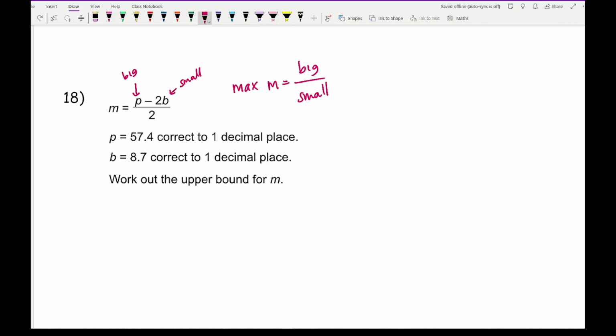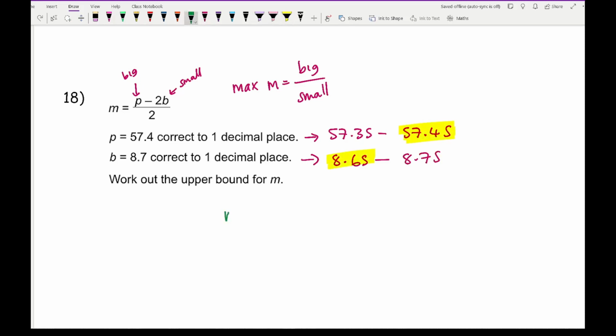So then looking at the range, the upper and lower bound is going to be 1 decimal place, so plus and minus 1/10. So for P it's going to be 57.35 to 57.45. And for B, it's going to be 8.65 to 8.75. So then the biggest P value is going to be this here, and the smallest B value is going to be this.